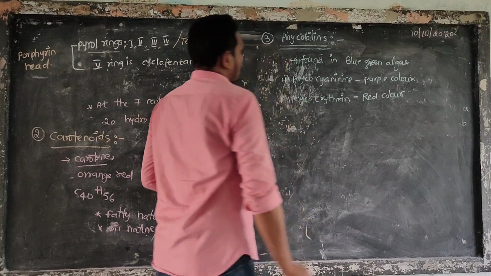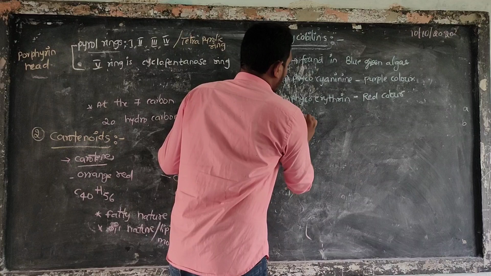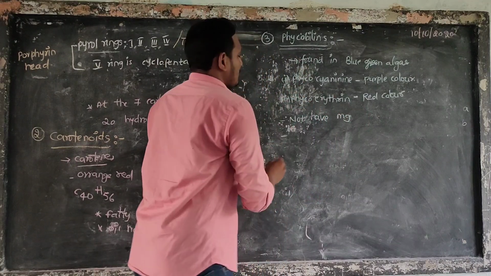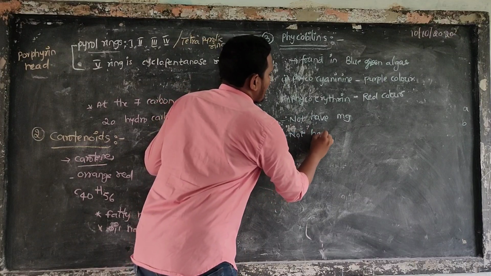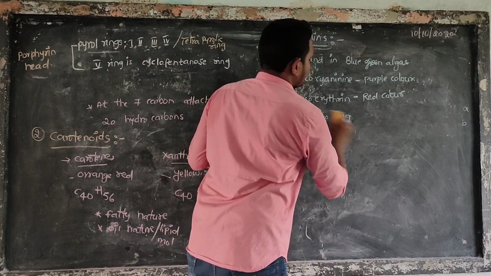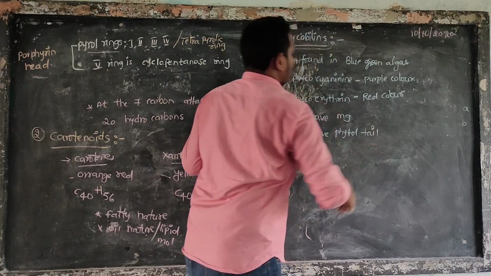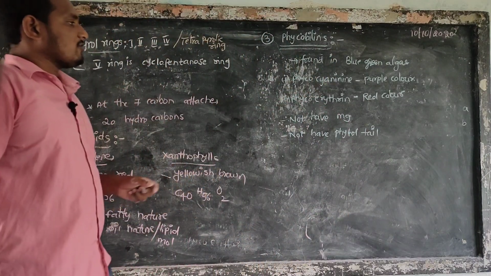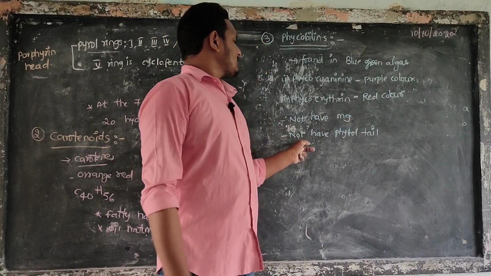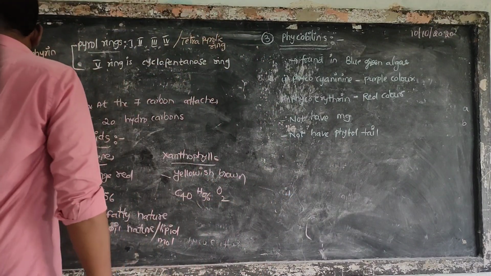Next, these phycobilins do not have magnesium at the center, and they do not have a phytol tail. So phycobilins do not have magnesium in the middle. Next, phycobilins do not have a phytol tail.